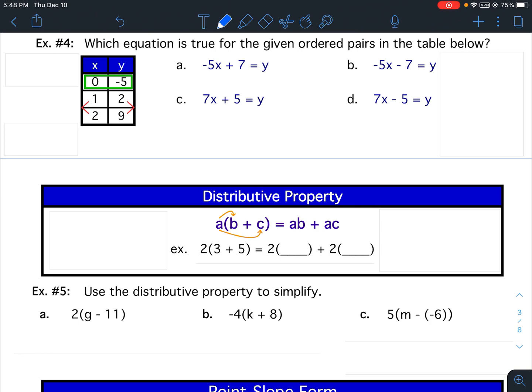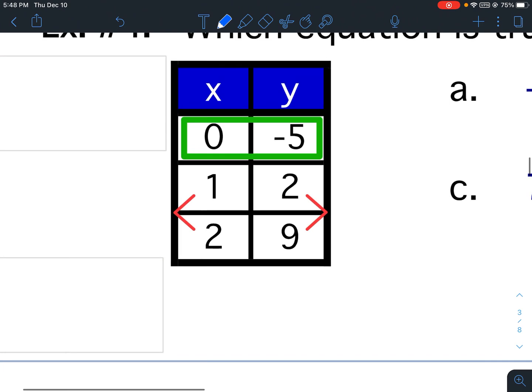When you are given an xy chart, you want to look for where x equals 0. If you find 0 in the x column, half your work is done for you.